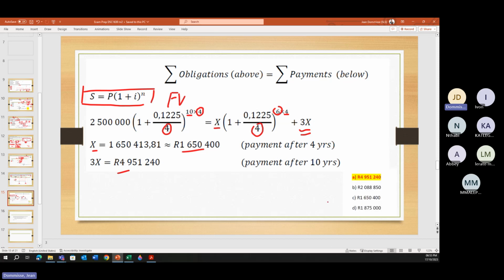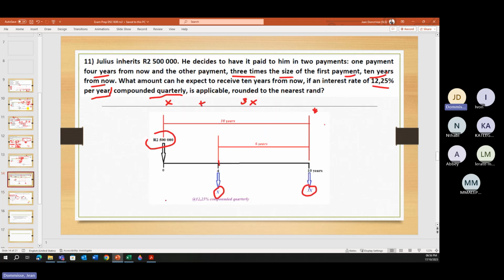Also, what is important, and this was very interesting as well, is if you look at the x, you will also see it is in one of those answers. I don't know if you guys have different exam papers. But here they specifically said what amount can you expect to receive 10 years from now. That's why we are looking for the 3x.